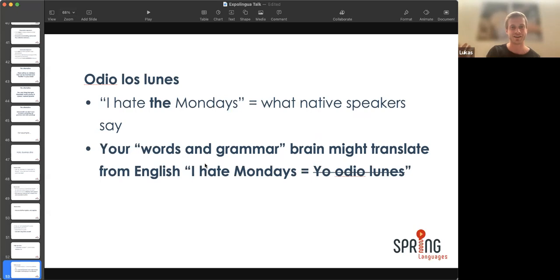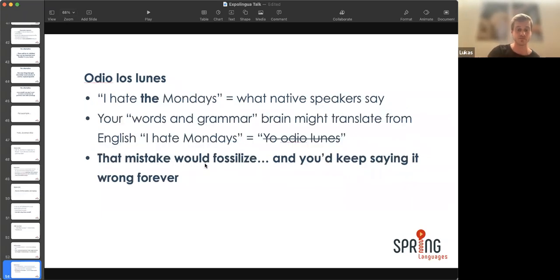See? So that's how you learn with chunks, right? You always keep looking for these chunks, these word combinations that native speakers use, so you don't even have to think about the grammar. If you don't do that, the mistake would fossilize, of course, right? Just to go back to fossilization we've talked about in the beginning, the mistake would fossilize and you keep saying it forever.